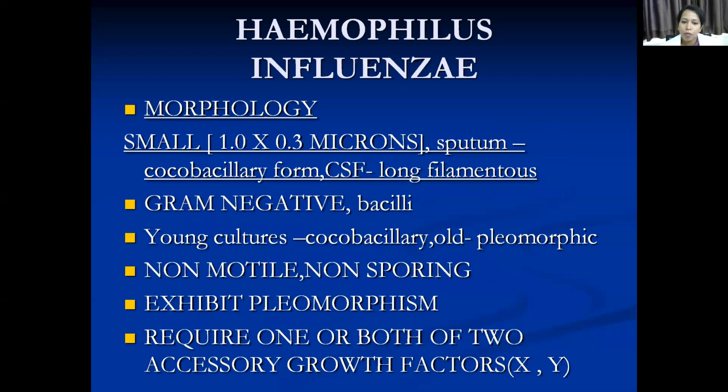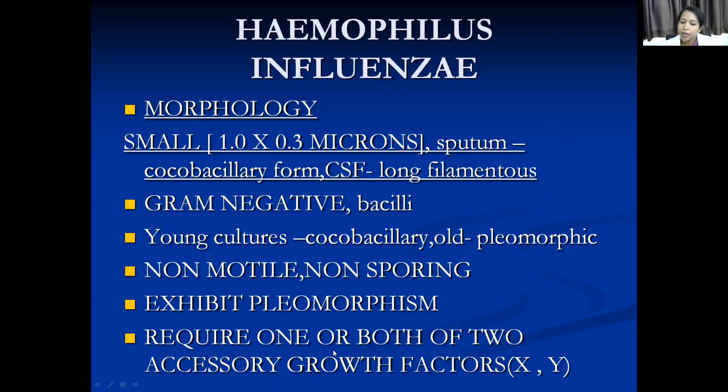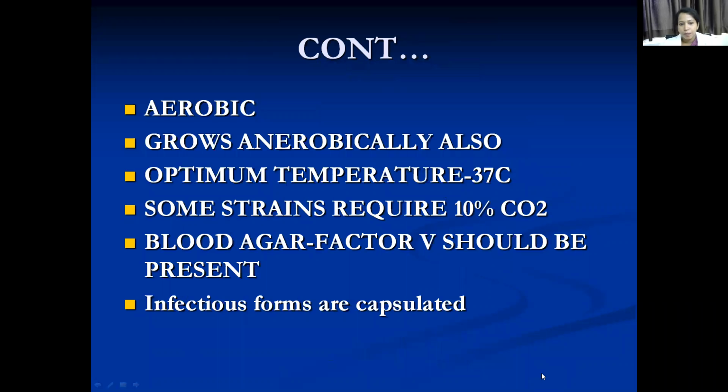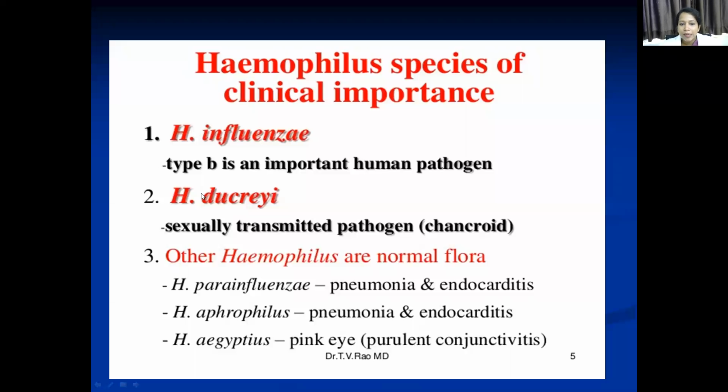So once more, just revise it. They are small cocobacillary, gram-negative bacilli, non-motile, and the important thing is they require one or more growth factors, that is X and V. So they are also known as Pfeiffer's bacilli or influenza bacilli. Haemophilus influenzae type B is the most important human pathogen, and Haemophilus ducreyi causes chancroid, which is a sexually transmitted infection.